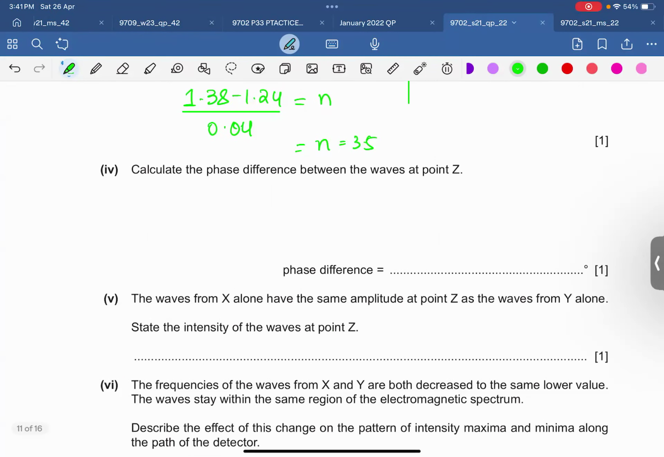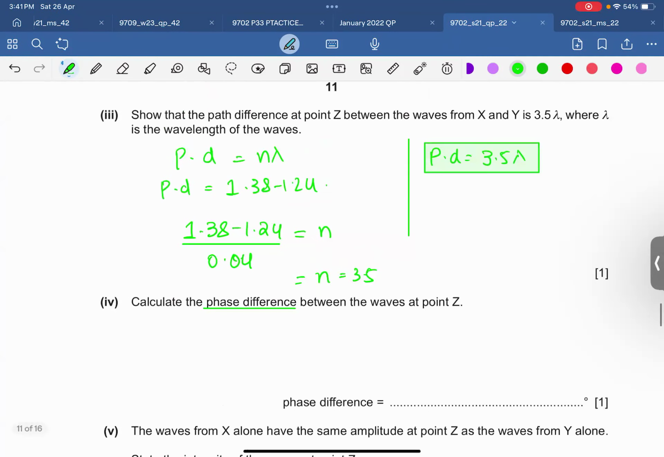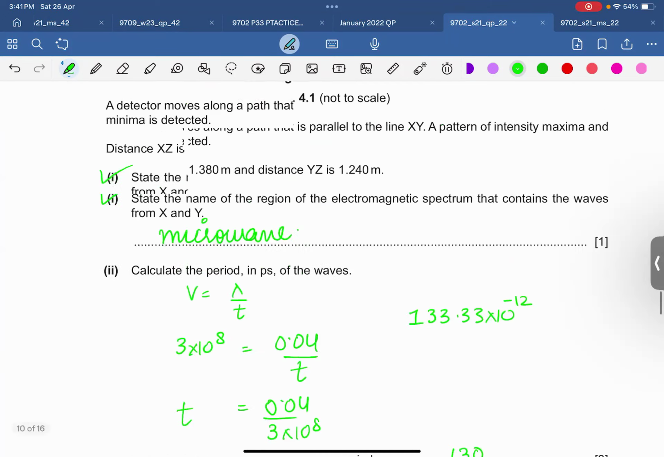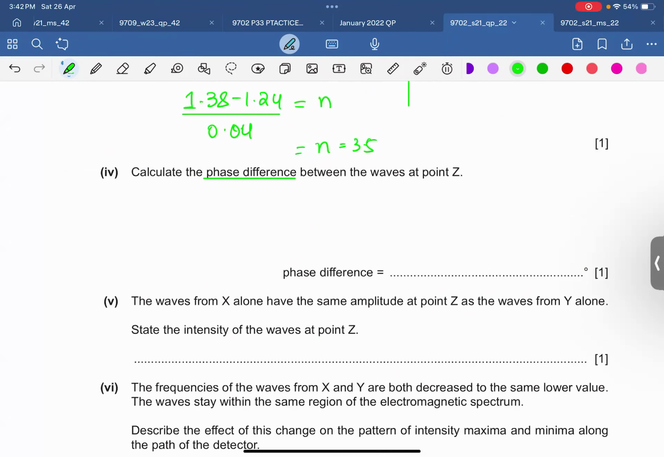Calculate the phase difference between the waves at point Z. Okay. Gulmina, if you write that, so that would be considered as a very good answer. Like you can say that okay, path difference is basically equal to X to Z minus Y to Z. Okay, like X to Z and then Y to Z, and then follow your working. Okay, that's good. अच्छा जी, path difference you have, phase difference you have 3.5 lambda का phase difference है.